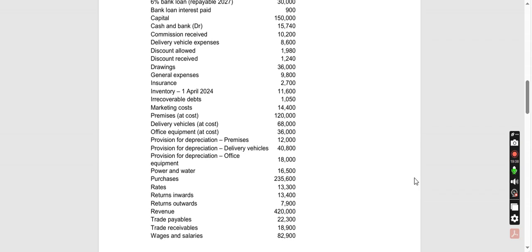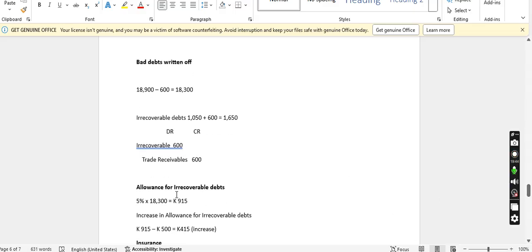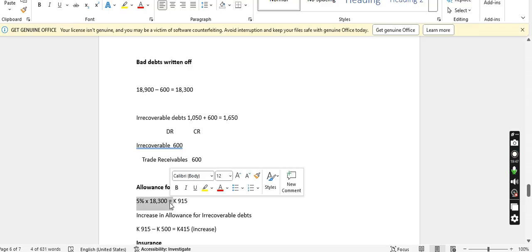So we calculate. Allowance for irrecoverable debts, 5% of the trade receivables amount. So 5% of 18,300, 915 kwacha. So at the end of the year, we estimated that we might not get 915 kwacha. At the beginning of the year, we estimated we might not get 500 kwacha. Now at the end of the year, we're estimating we might not get 915 kwacha. So we can see here there is an increase of how much we're estimating that we might not get.